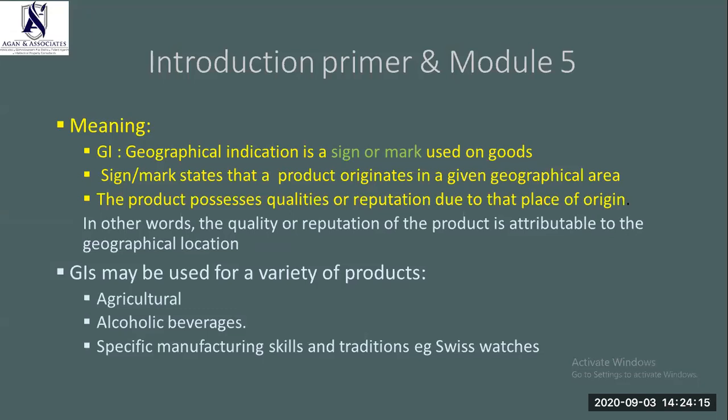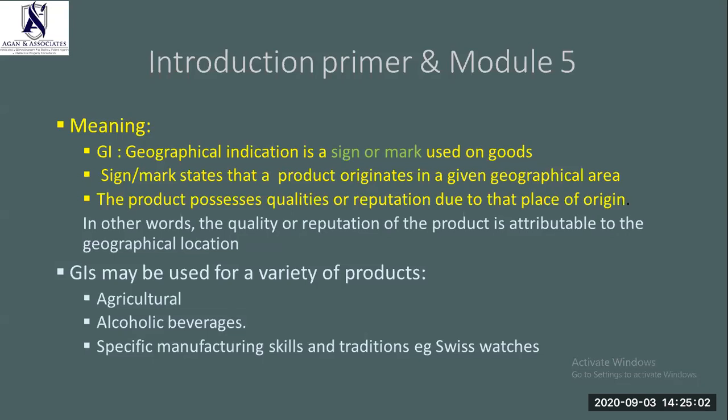Of course, looking at the meaning, one can mistake it for a trademark, and in fact, as we shall see, it is also possible to protect a GI by way of trademark. But what's important here, and what participants, I know my colleagues that are preparing for the exam, should take away, is that the quality or the reputation of this particular product is connected to the place where the particular product comes from.